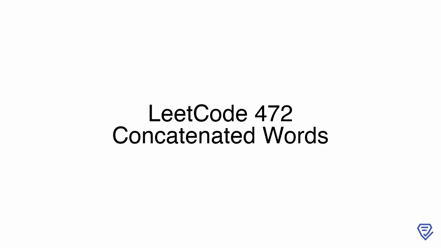Today, we'll explore problem number 472, titled Concatenated Words. This problem challenges us to identify words that can be formed by concatenating other words from a given list. It's a fascinating mix of string manipulation and dynamic programming. Let's dive in and break it down step by step.